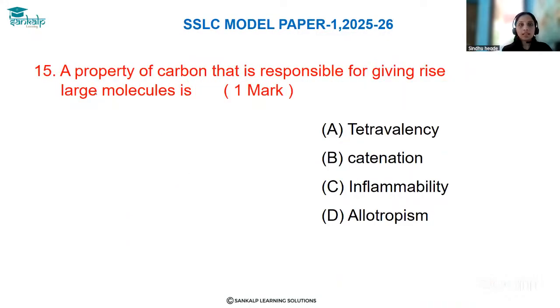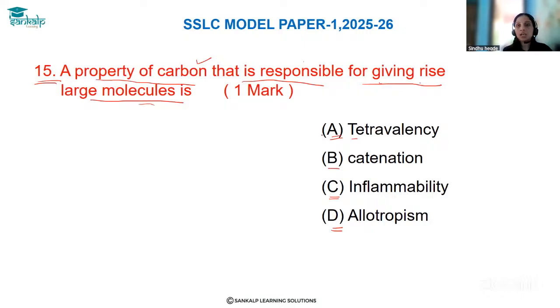Hello everyone. Let us see question number 15. A property of carbon that is responsible for giving rise to large molecules is: option A, tetravalency; option B, catenation; option C, inflammability; and option D, allotropism. The question is related to the structural property of carbon. Which property of carbon is responsible for giving rise to large molecules?